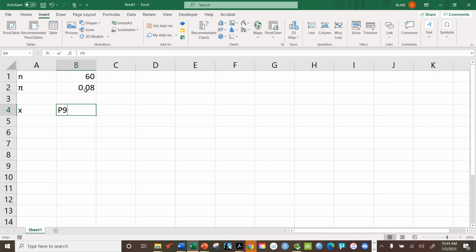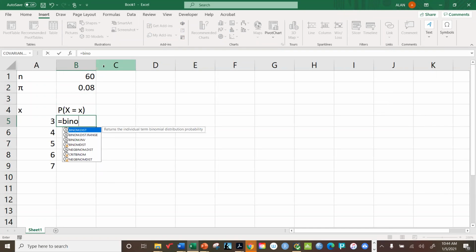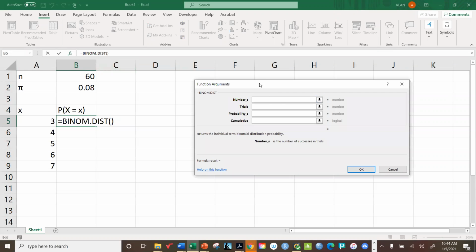So here's what we'll do. We'll have a chart for 3, 4, 5, 6, and 7. And then in each of these cases, I will calculate the binomial probability using Excel's functionality. In Excel, it's spelled binom.dist, which you can actually use this insert function box to do.